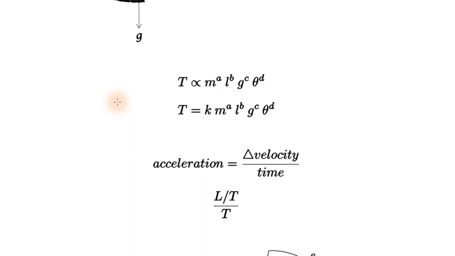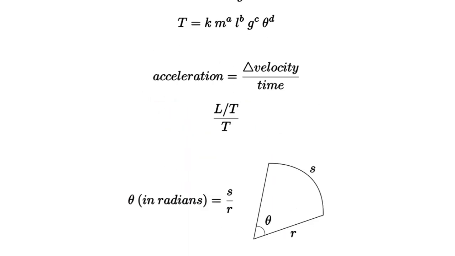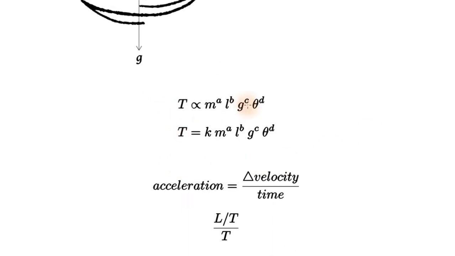The dimension on the left hand side is going to be just T, right? We don't have any mass or length, so we will write it as M to the power 0 times L to the power 0 times T to the power 1. So what we are doing is comparing the dimensions of both sides of the equation. For the right hand side, we have M to the power a times L to the power b.